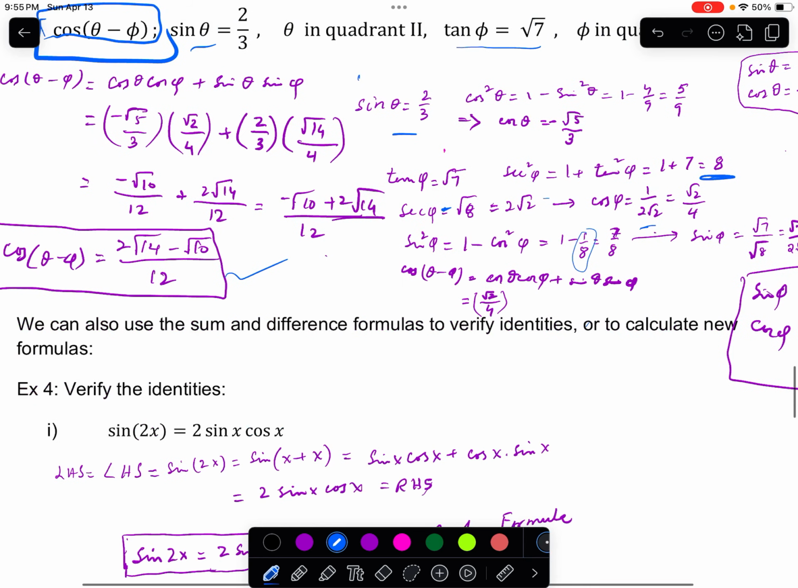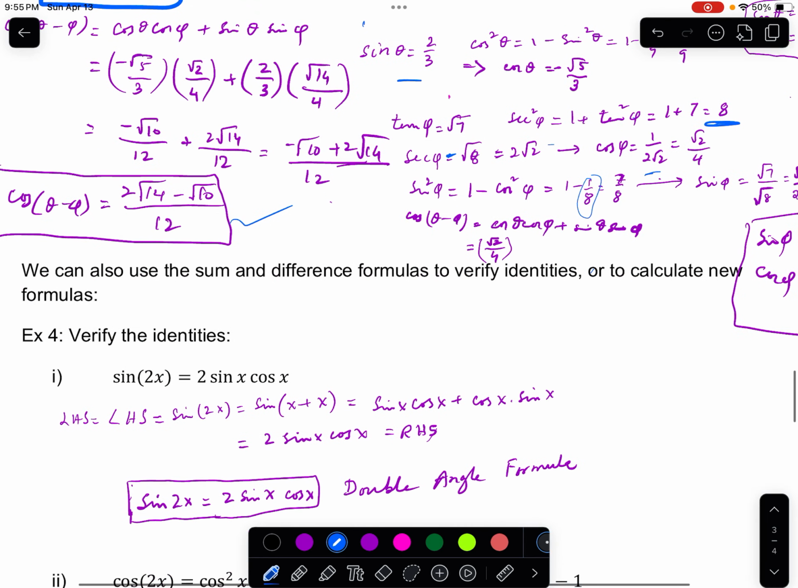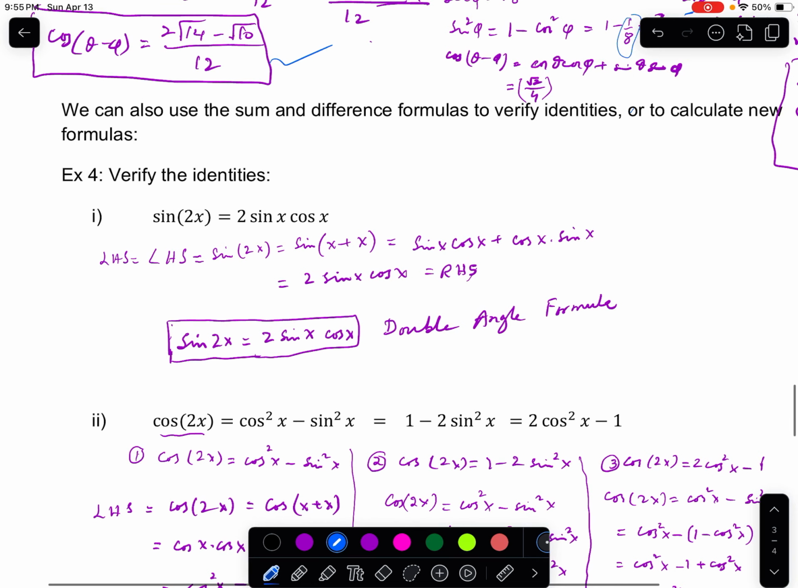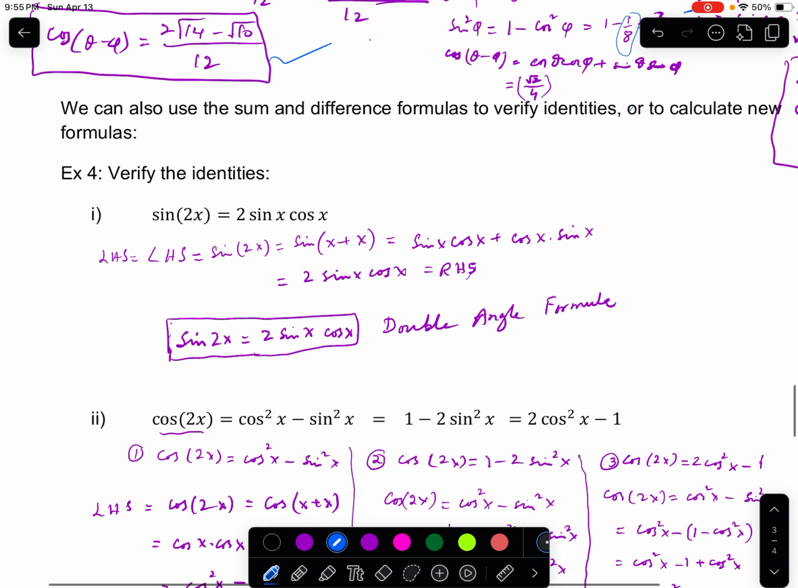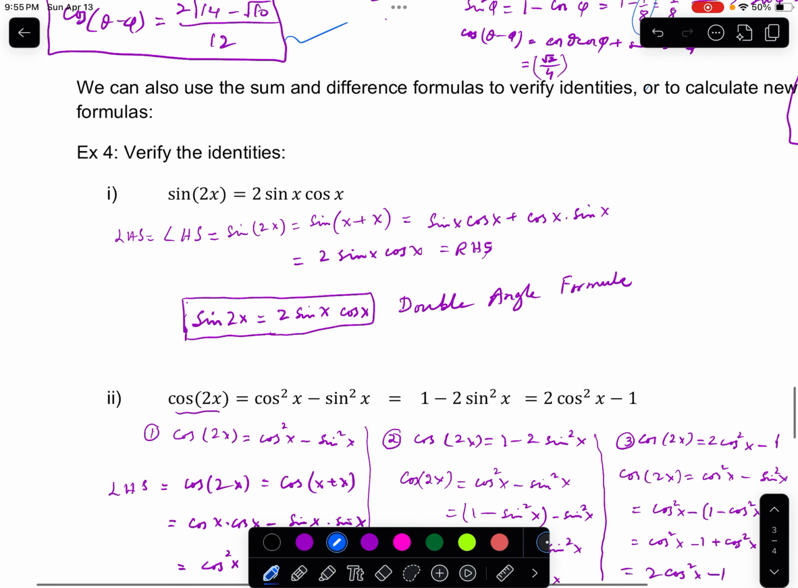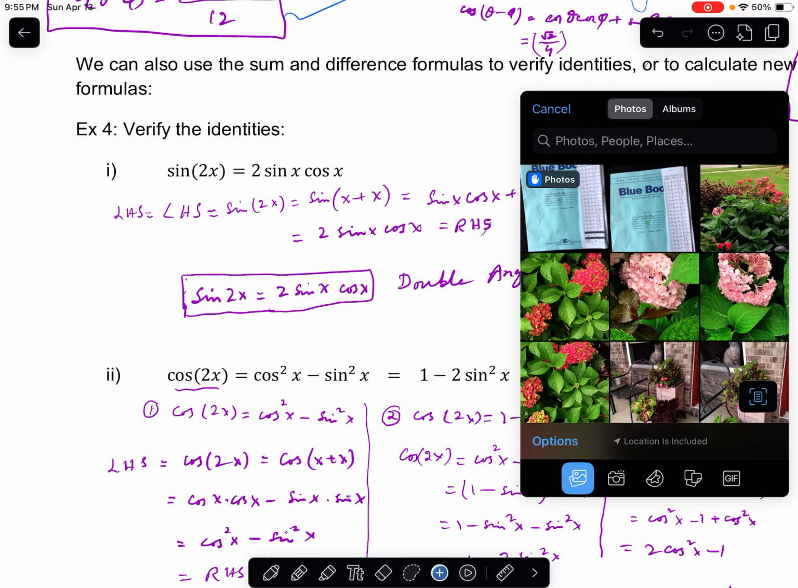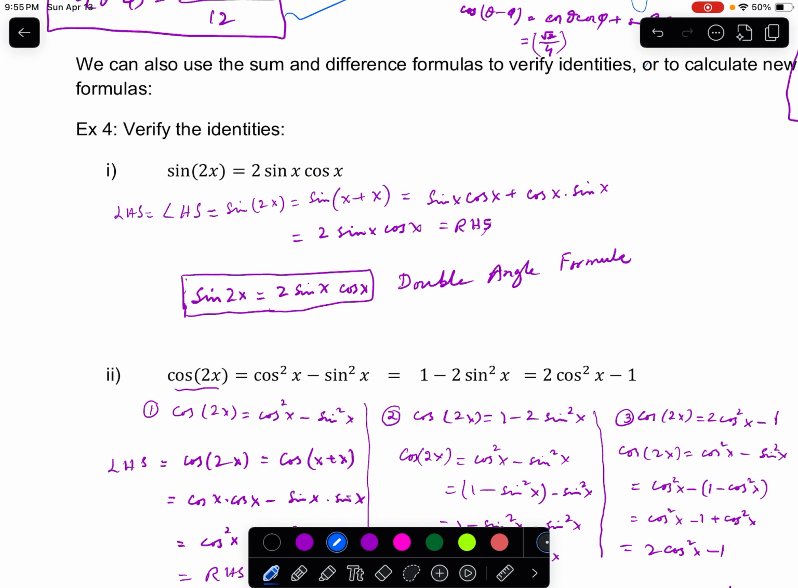Okay, the next example, example 4, is saying verify the identities. Now we are going to verify these identities, but they are special identities. They are actually some formulas. The first one is saying show or verify that sine 2x is equal to 2 times sine x times cosine x. Now what is this thing? Well, if you notice, 2x is double of x. So that's why this is called the double formula. This is the double formula for sine x.